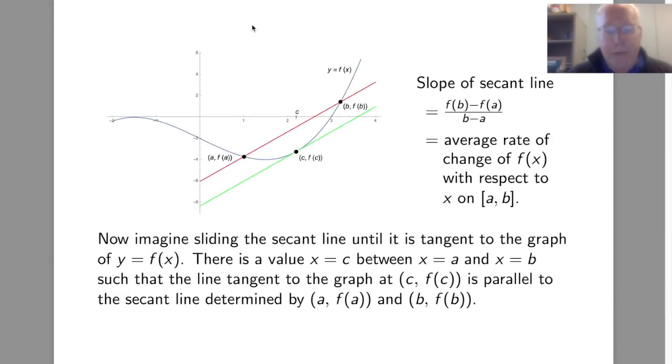If we slide the secant line, we see that there is some point c where the tangent line ends up. And c is between a and b. That's going to be an important part of the conclusion of the theorem. The line tangent to the graph at (c, f of c) is parallel to the secant line determined by (a, f of a) and (b, f of b). So here's an illustration of the point where the tangent line is parallel to this secant line. And we want this to happen somewhere on the interval in which we're considering the average rate of change.